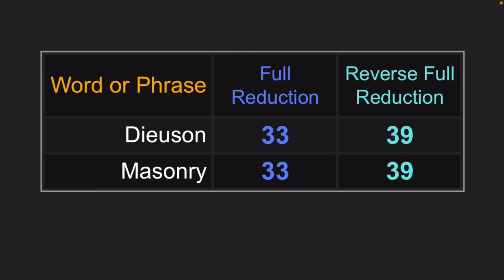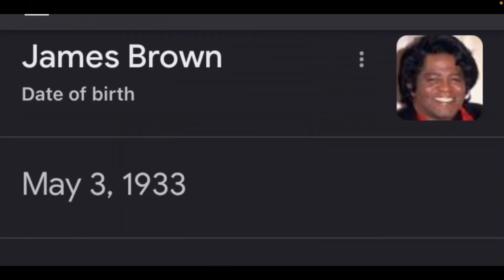And it's kind of ironic that the word die is in there because James Brown ended up dying. But anyways, as you guys can see, Kodak Black's birth name equals 33 and 39, just like Masonry equals 33 and 39 in the same ciphers. And James Brown was born May 3rd in 1933.